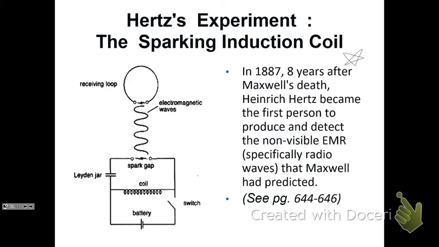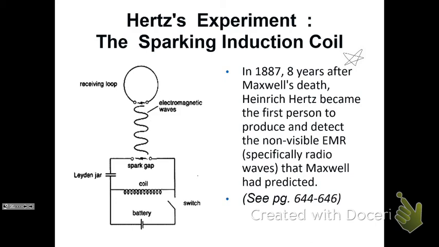What he did was set up a receiving loop. I don't have a video on that. He ran electricity through a circuit, and when he generated a spark, that sent off an electromagnetic radiation wave, which was detected in his receiving loop, which also sparked as well.